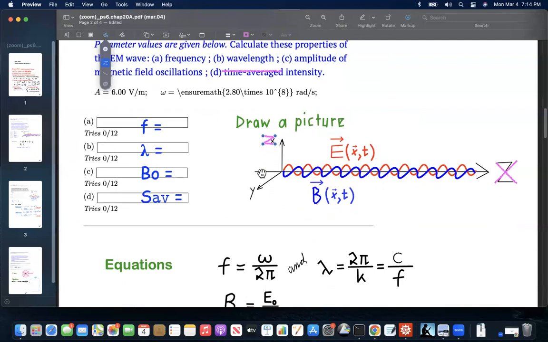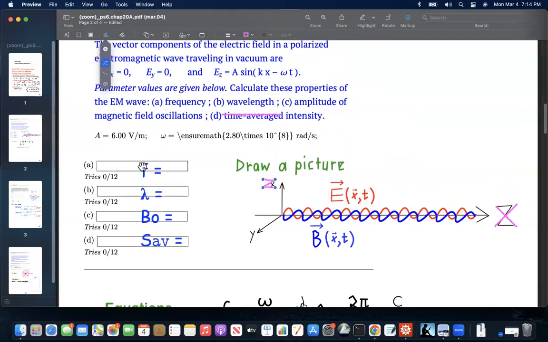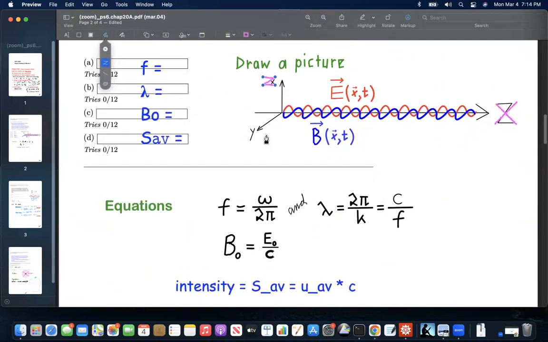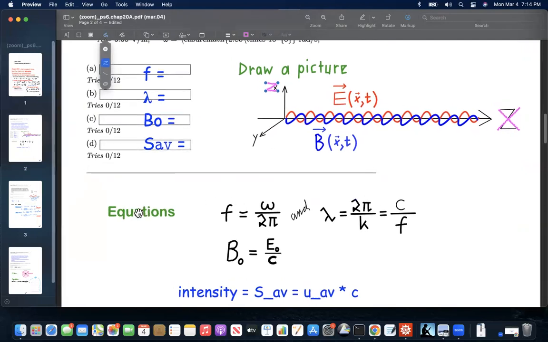So that's the picture. Now what are we supposed to calculate? Frequency, wavelength, amplitude of the magnetic field. We already know the amplitude of the electric field. It's 6 volts per meter. Well, what's the amplitude of the magnetic field? And the intensity. That's what we call S average. It's the average of the energy flux, the energy flow. So we start by drawing a picture, then we write down the equations. So here are some of the equations we're going to need.